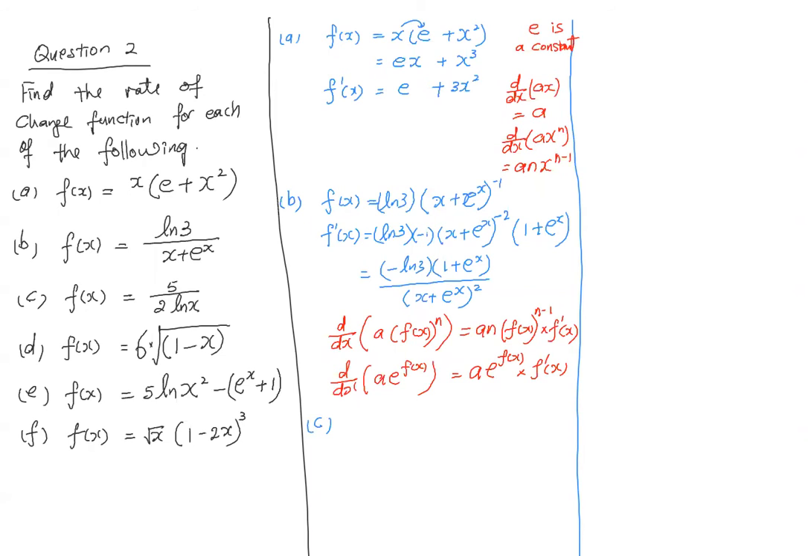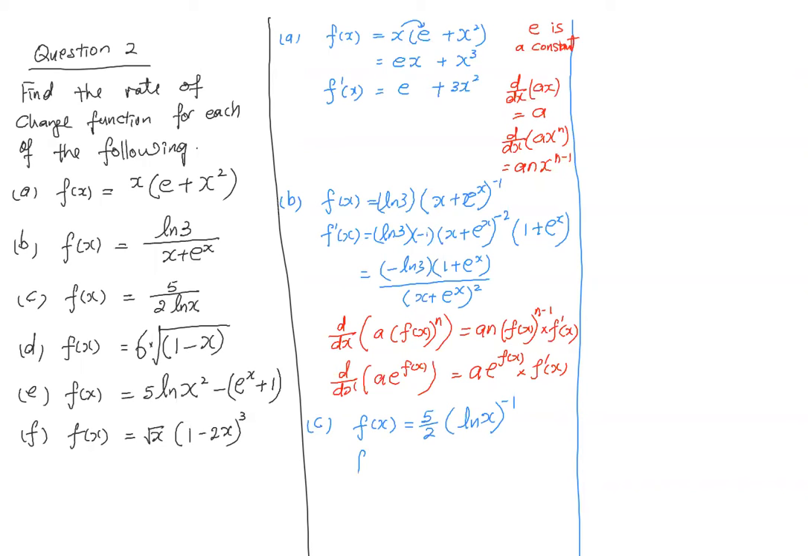So C, how should I rewrite C? Yeah, Wenqing. Move the ln x up. How to move? It is 5 over 2 times ln x to the power of -1. Yeah, that should be the way you write. Right? So next.